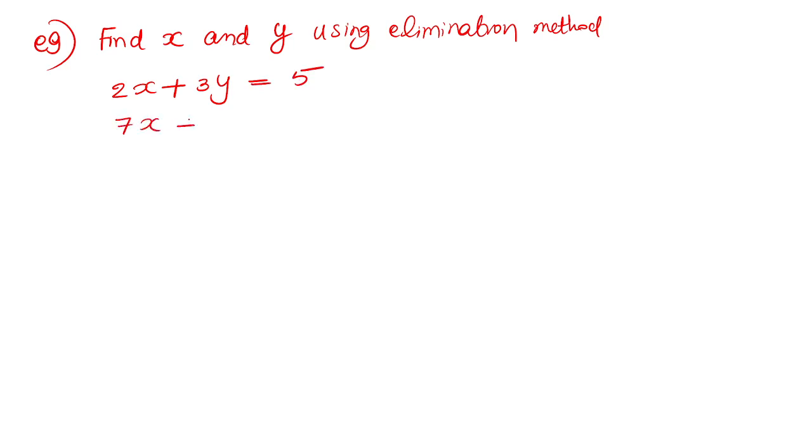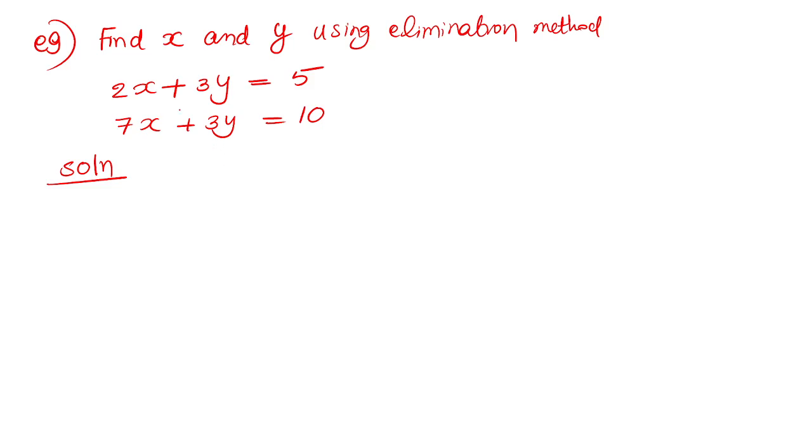7x plus 3y equal to 10. Initially I want to take a simple question. Later I will discuss a tough question. So this is the question: we have to solve for x and y. A pair of linear equations are given: 2x plus 3y equal to 5 and 7x plus 3y equal to 10. Find the values of x and y.